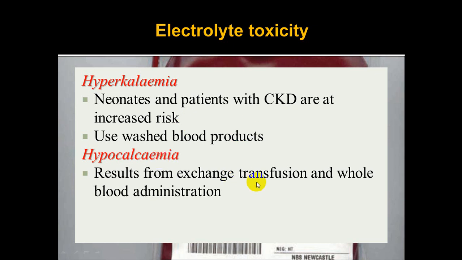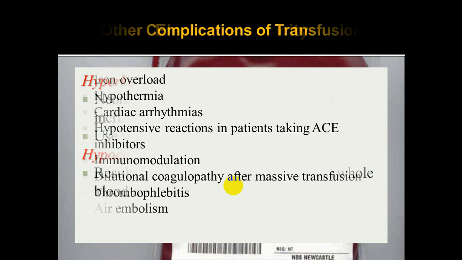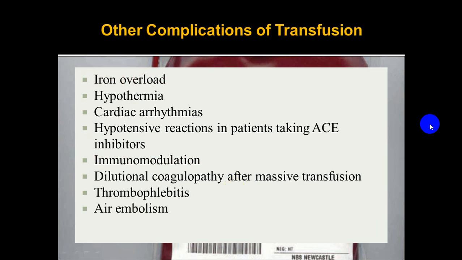What about hypocalcemia? Yes, it results from exchange transfusion and whole blood transfusion, because the anticoagulant material in the blood bags chelates the calcium present in the blood, so the transfused blood is usually low in calcium. So the guideline says you should replace the patient's calcium with a calcium infusion after 5 units of blood transfusion. Other complications of transfusion: iron overload, in patients who need chronic blood transfusion like thalassemia and sickle cell anemia.